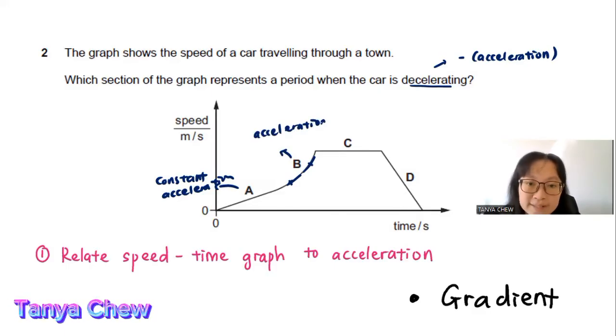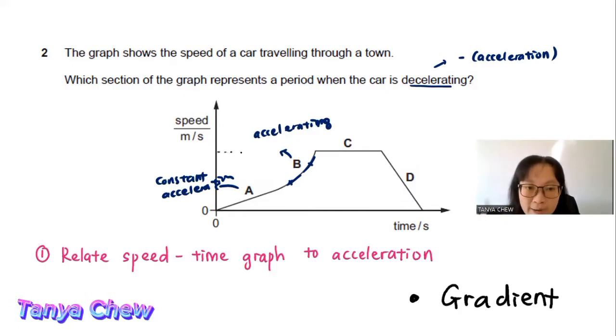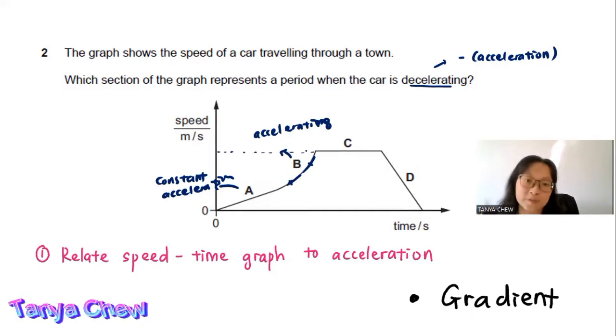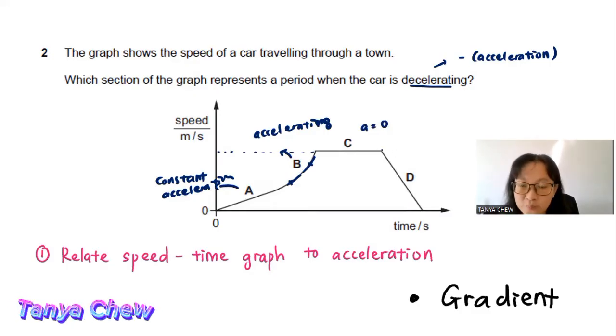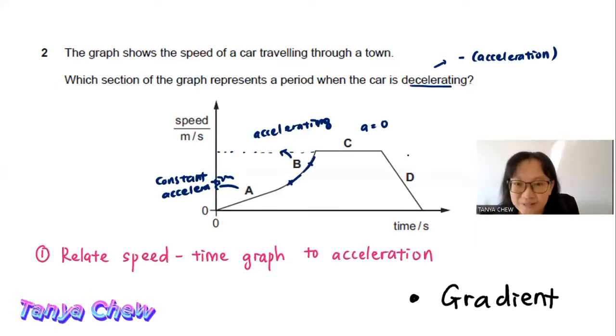What about C? C, could you see that? Look at the y-axis. At section C, the speed of the car is constant. Therefore, the car has zero acceleration. D, on the other hand, look, the speed is decreasing to zero. So the car is decelerating because the speed is decreasing. So D is the answer.